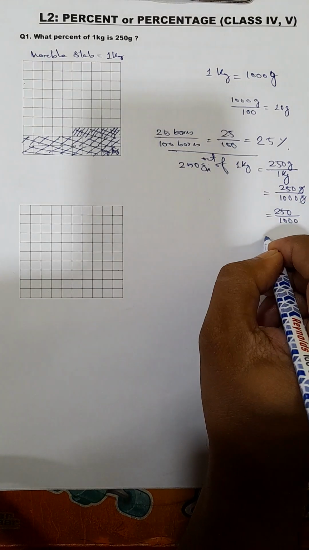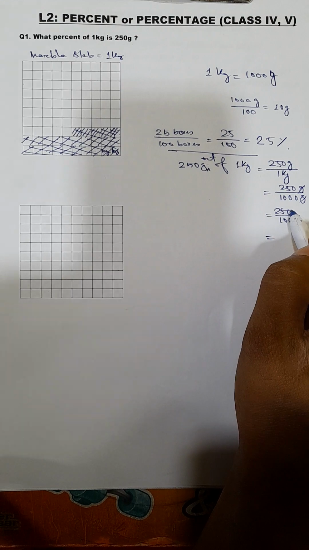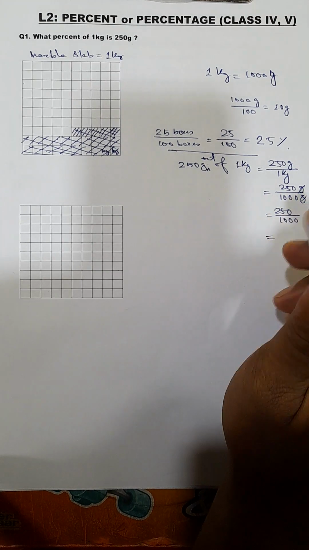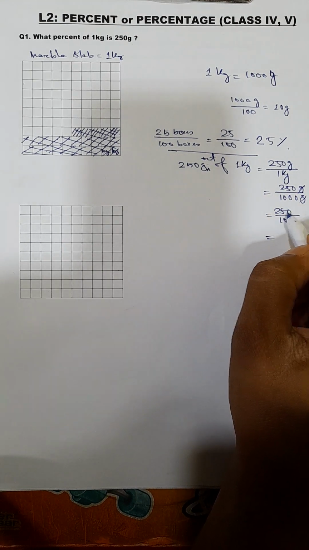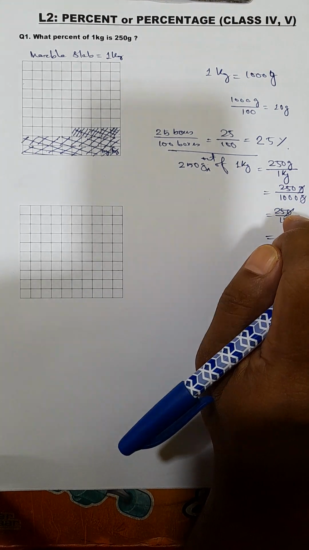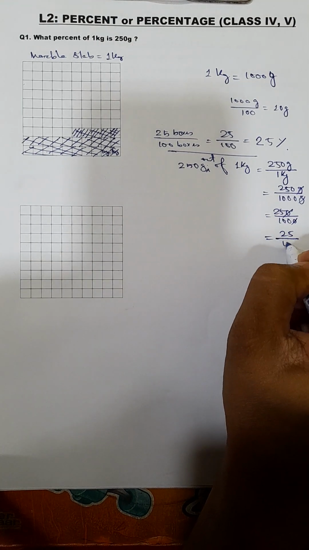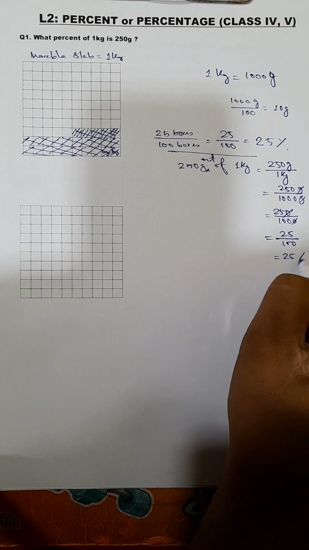Now our intention is to convert this into percentage, so we will make the denominator 100. Both these numbers are divisible by 10. If you divide this by 10, this becomes 25; we can cancel one 0. 1000 divided by 10 is 100. So this becomes 25 by 100. That means 25%.